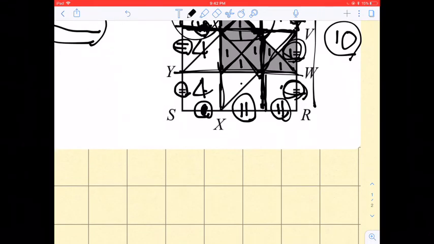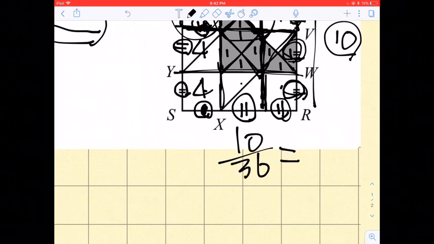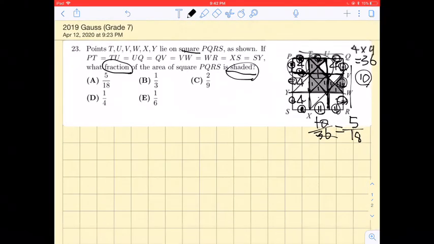So we can just do 10 over 36, the total area. And if we simplify this, we divide 10 by 2 and 36 by 2, and that will equal 5 over 18, which can't be simplified anymore. And that makes the answer 8.